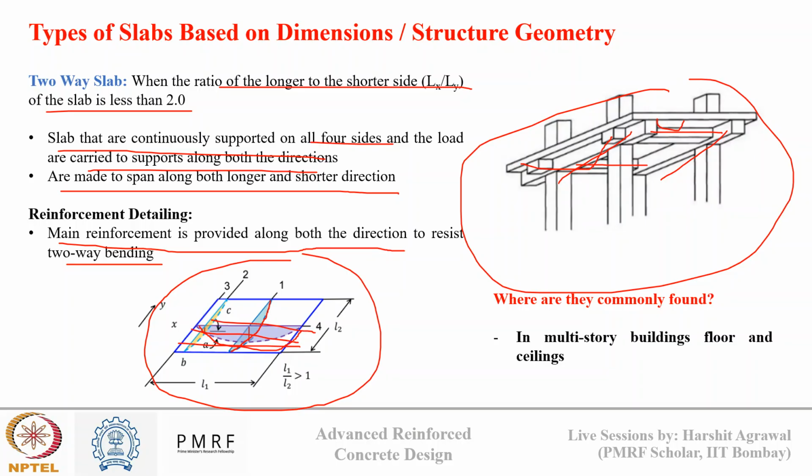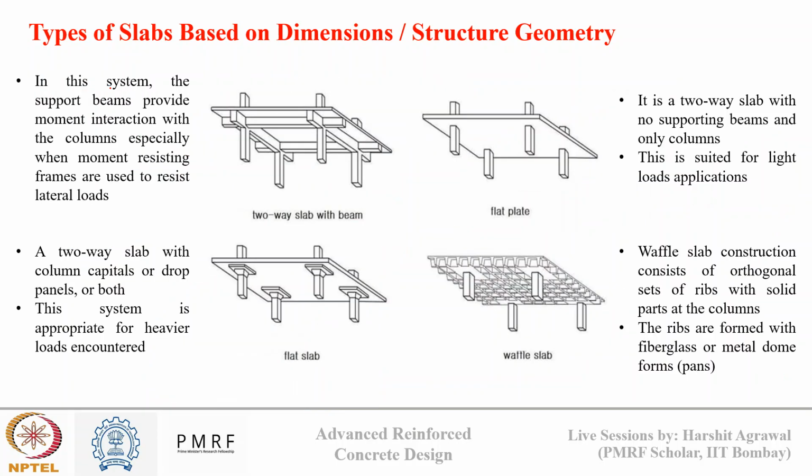And now, where will we find such two-way slabs in practice? These slabs are commonly designed for multi-story buildings and floors where load resistance demand is very high. So when load resistance demand is high, we go for two-way slab, and when load resistance demand is generally low, we go for one-way slab.